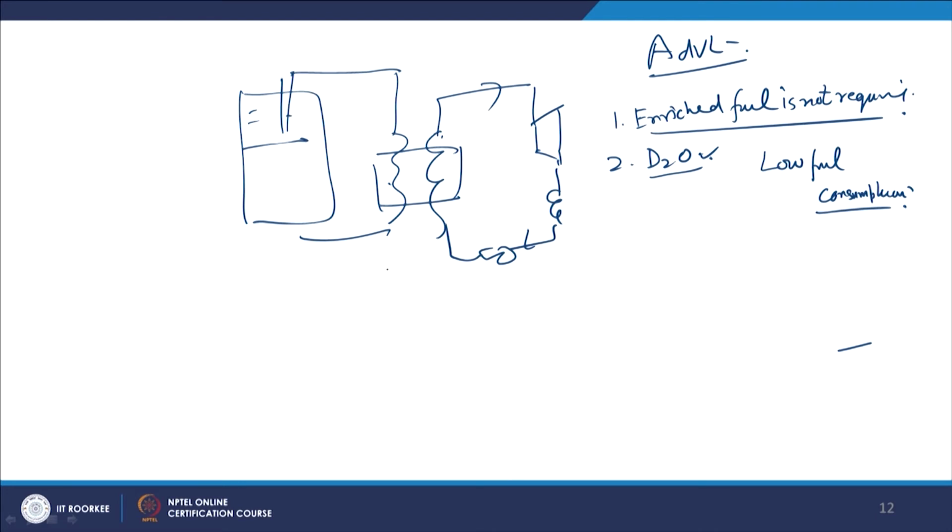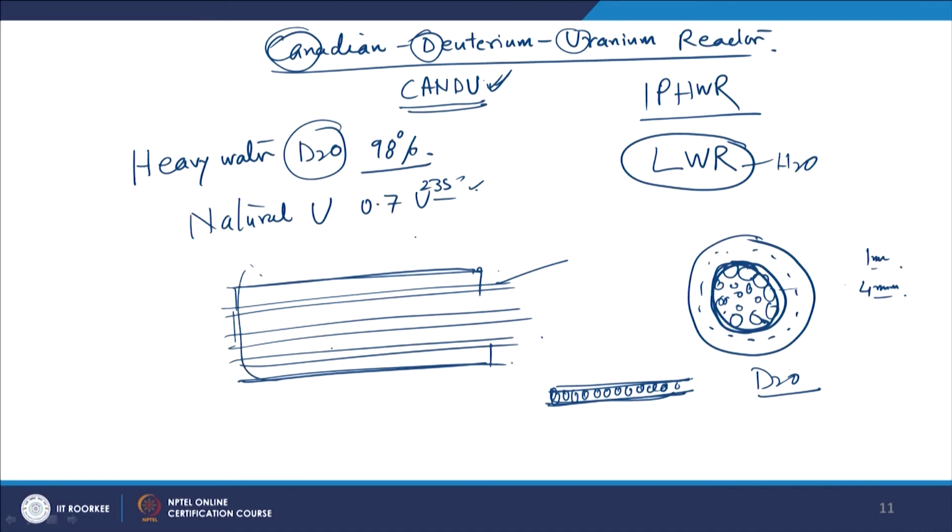And this Calendria vessel, where the tubes are fixed, does not work at very high pressure, it works at normal pressure. So that material cost is also saved. Second, the ambient temperature is maintained between 65 to 75 degrees centigrade, within this range.